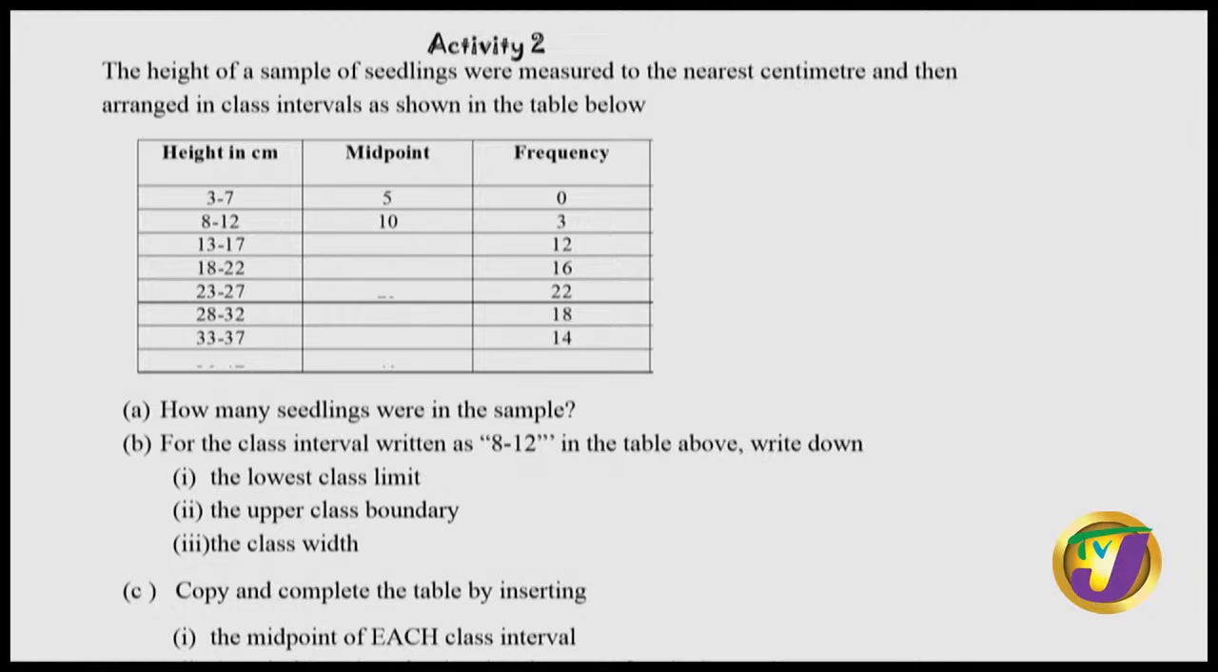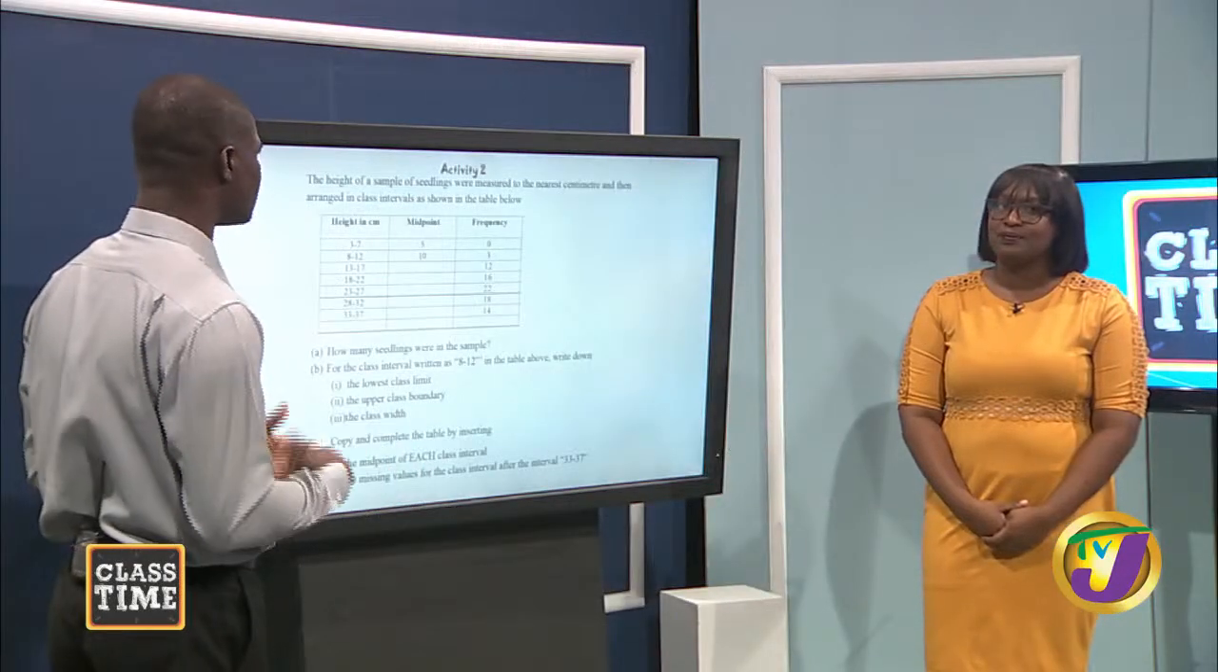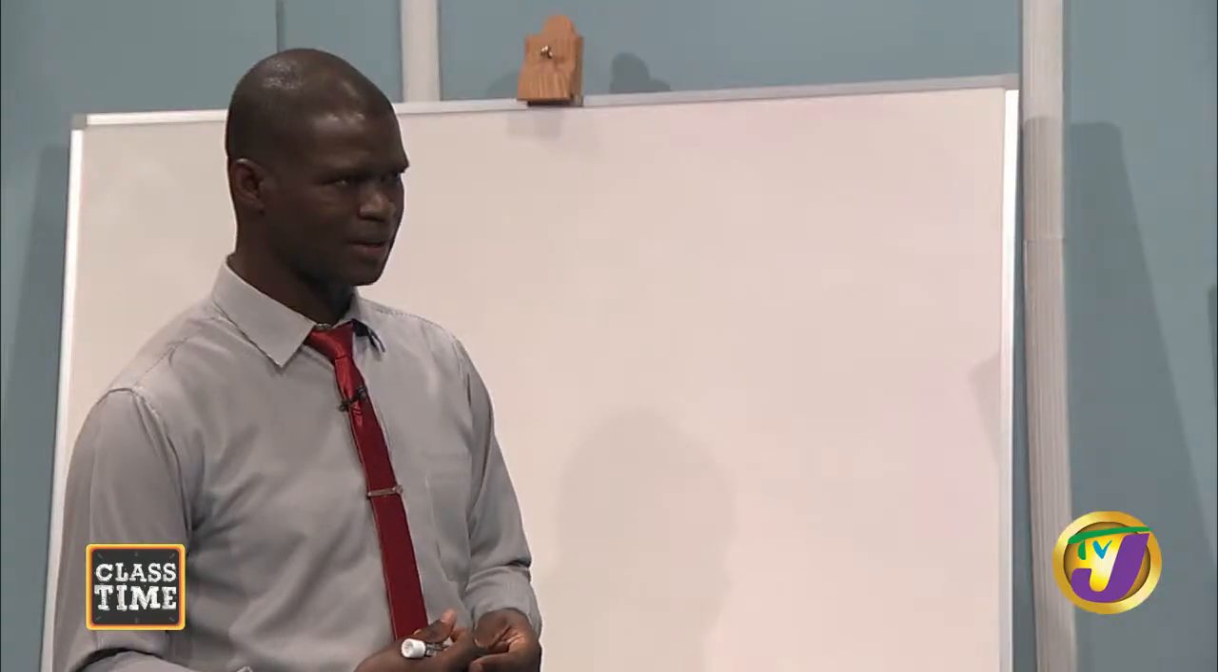Maybe not right off the bat. But with questions like these, students normally make a mistake in that they may select the largest number as it pertains to the frequency. So they may say it's 22 seedlings that were in the sample, or they may select the last number that is there, which is 14. This leads me to a very important question. What is frequency? Well, the frequency is how often a particular event occurs.